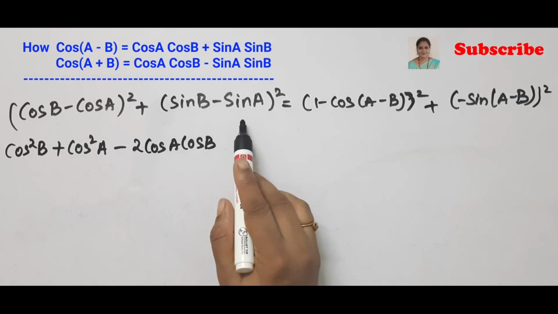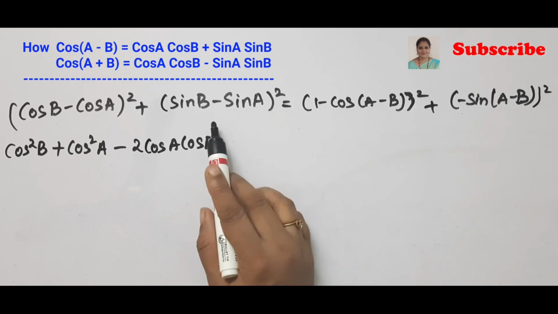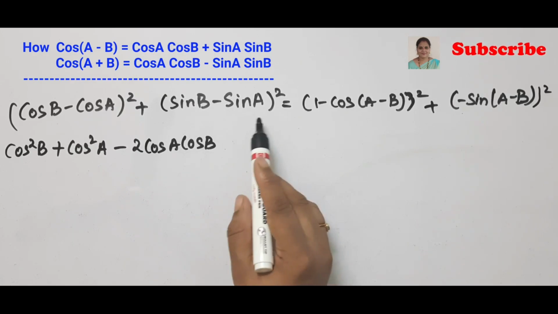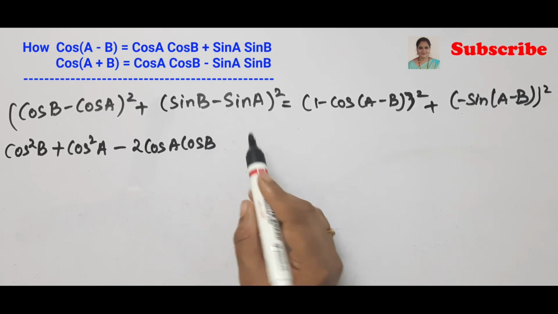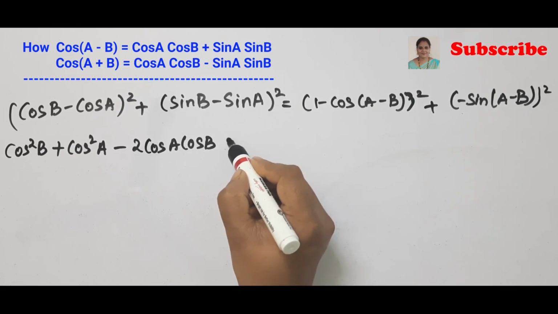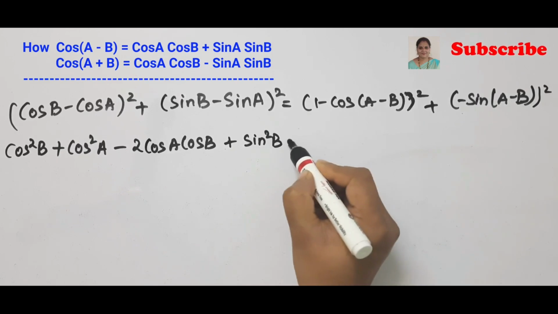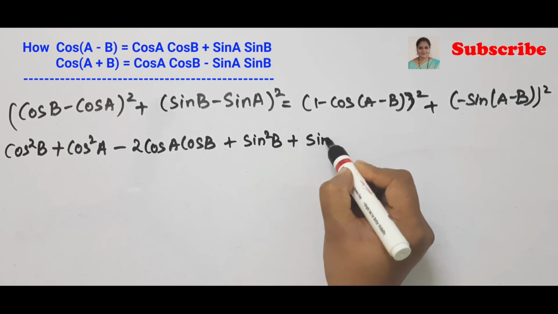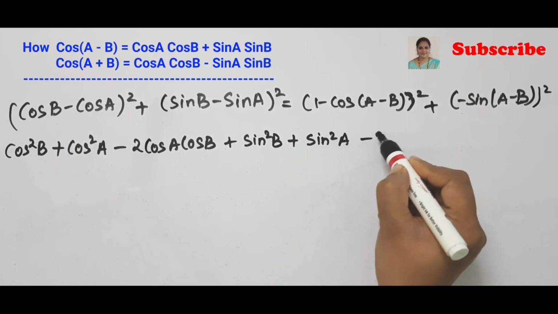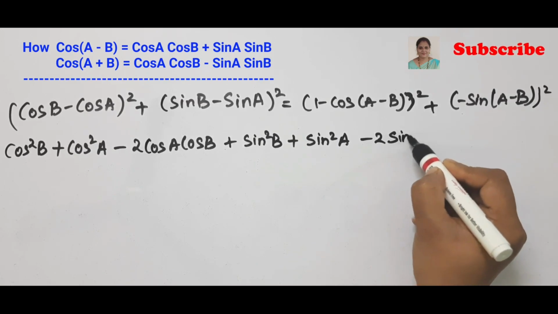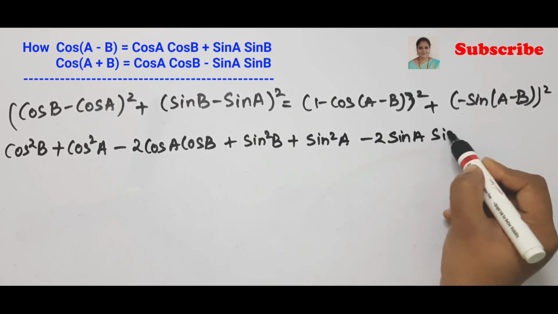Similarly, sin B minus sin A whole square is of the form A minus B whole square. Is it not? So let us expand this also. So this becomes plus sin square B plus sin square A minus 2 into sin A sin B.